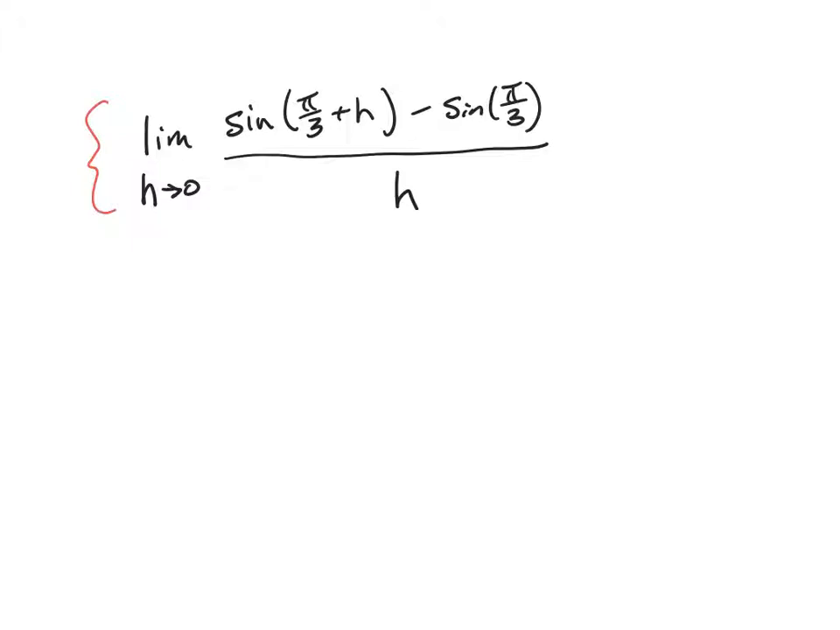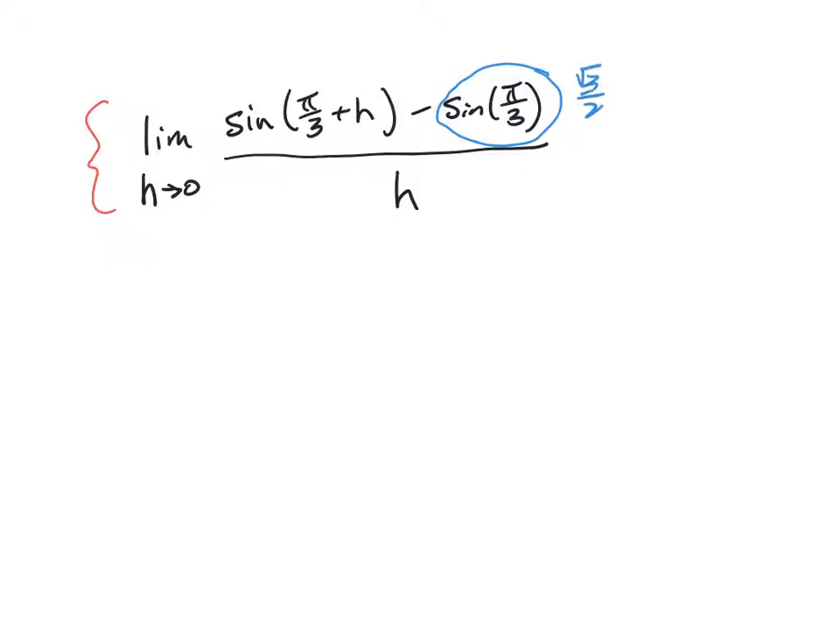The first thing I want to point out is that we can figure out the value of sine of pi over 3 from the unit circle. So rather than make things more complicated than they need to be, let's just make this the sine of pi over 3, which is the square root of 3 over 2.